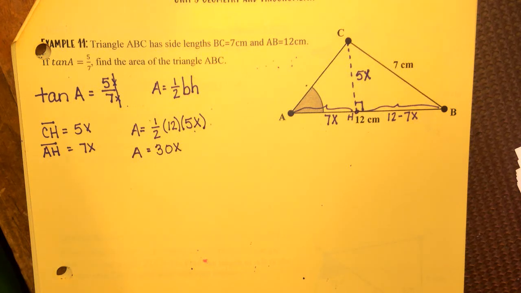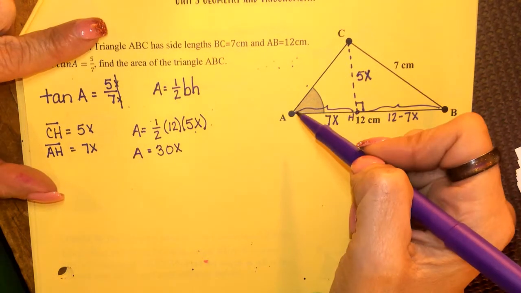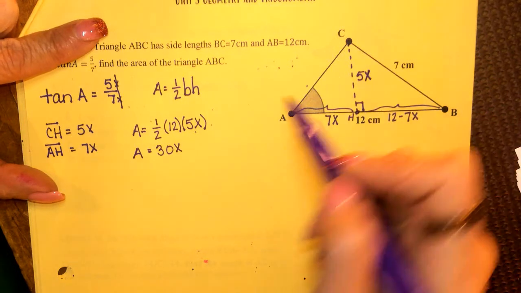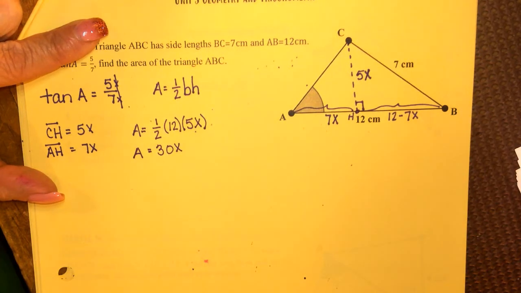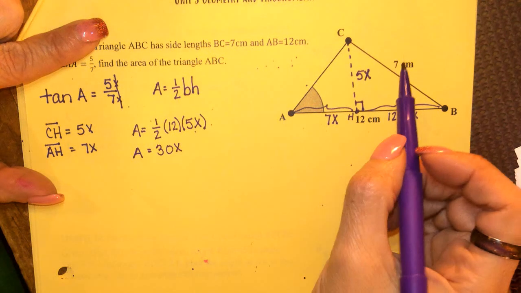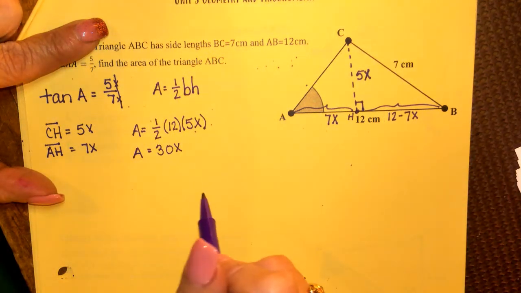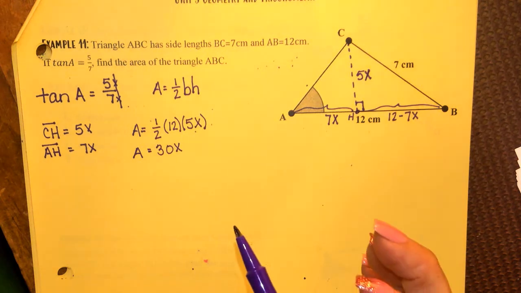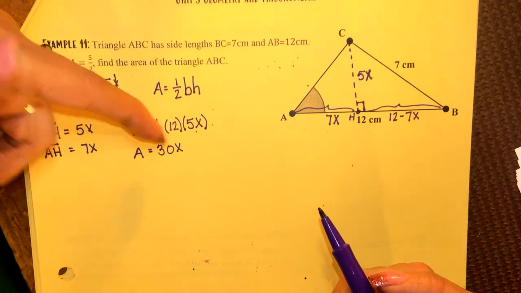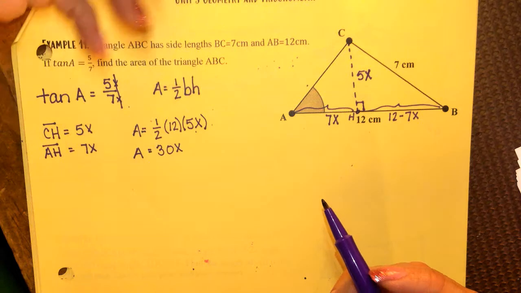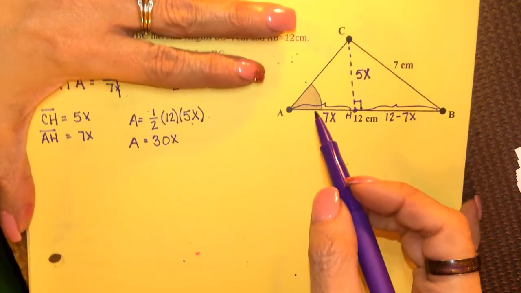So maybe I need to do a little bit more work, and maybe I could figure out this side right here. But I don't know that that would really help me. But how can I figure out what x is? What do I know that would help me figure out the area? Because I need a number value. I don't want x.